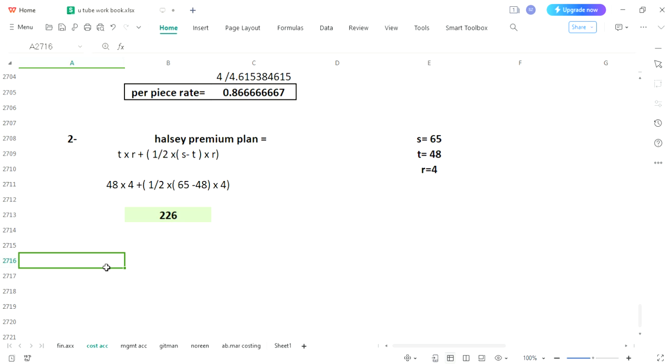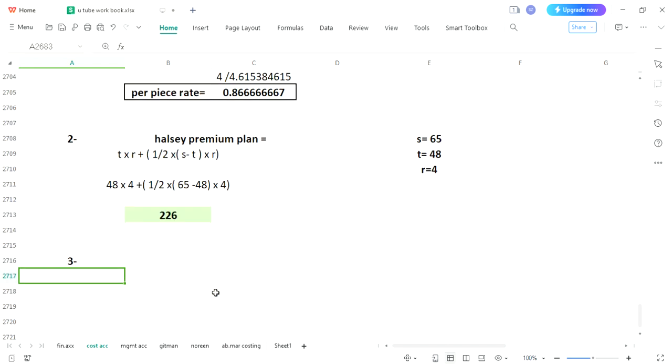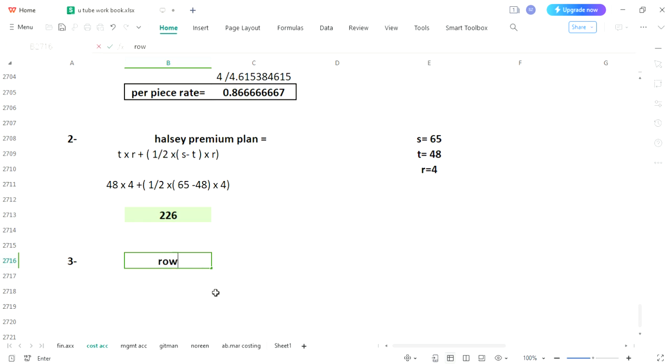So now we'll follow our third requirement. And what is that? Rowan plan. Again, Rowan is the name of a person, and Rowan had a premium plan, and he had introduced his own mentality of calculation. The formula is a little different. So first you will see the formula, and then we will put the values.